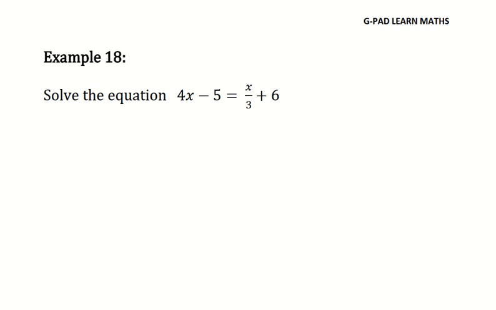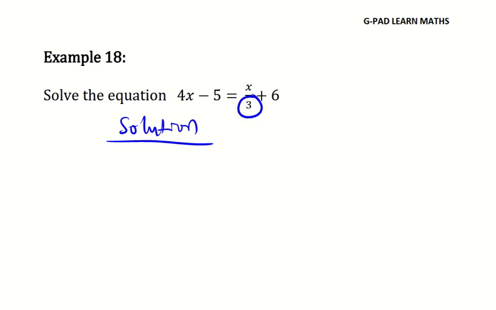Still on solving linear equations containing fractions, this is example 18. It says solve the equation 4x minus 5 is equal to x over 3 plus 6. How do we solve this question? I told you before that to take away the denominator, the fraction, is to multiply through, or you say multiply every single term by that particular number that is in the denominator.